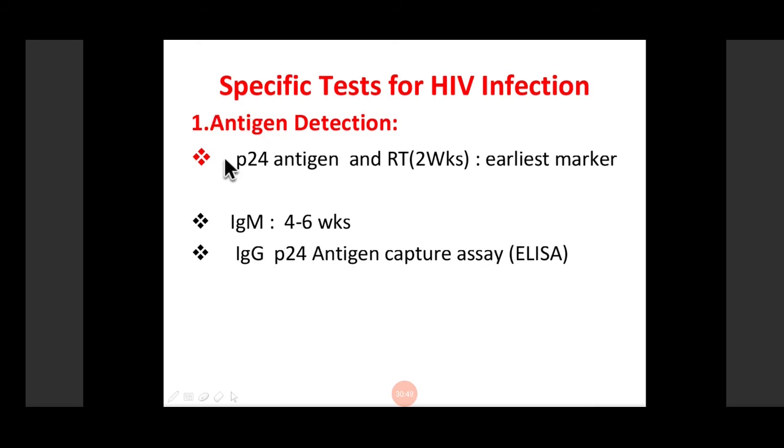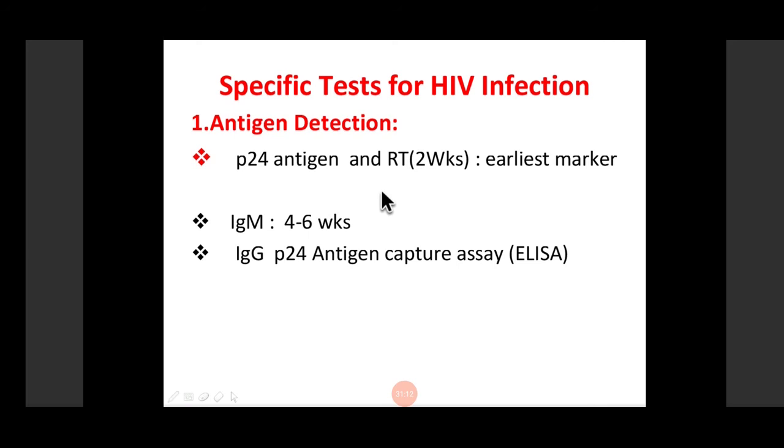So if we have to test in the window period, then we have to go for the P24 antigen, reverse transcriptase, or sometimes, though it is not very commonly done, isolation of the virus particle. But this is not very common because it is very dangerous and cumbersome. So during the window period, we either do the P24 antigen or viral gene.